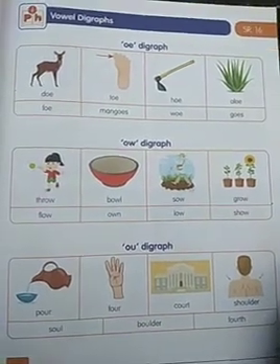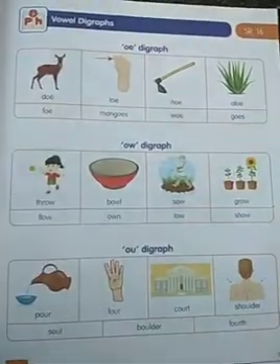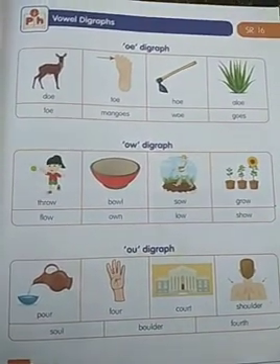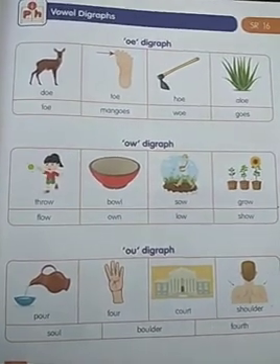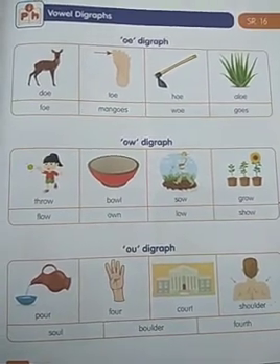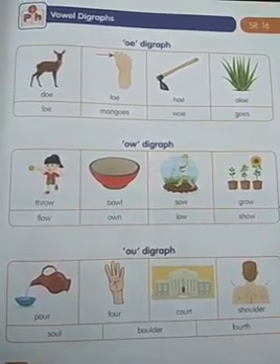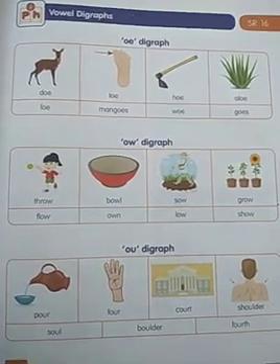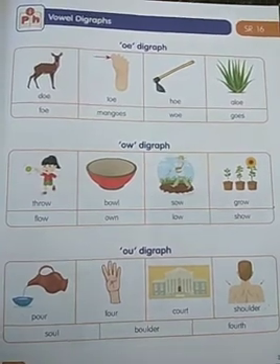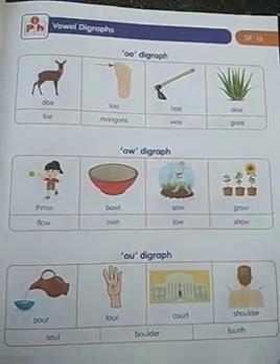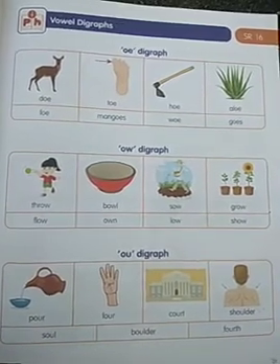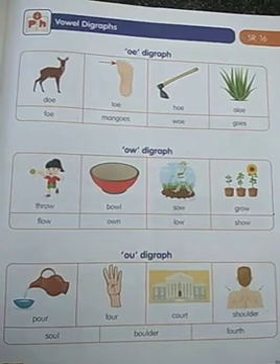So the first one is doe. Look at this picture. A deer is there, right? It's a variety of deer. So doe. Next is toe. Look at the picture. What is that? T-O-E, toe. Toe means your foot fingers, right? Five foot fingers.